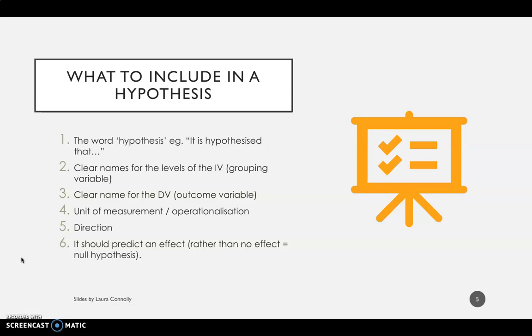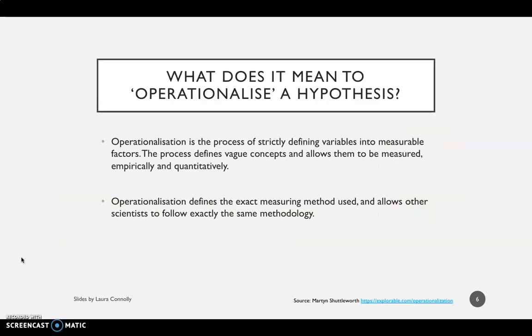We also need to know the direction. So we need to know which group is going to score higher than the other, for example, or if we're predicting a positive or negative relationship. And we know that we should be predicting an effect rather than no effect, which is represented by the null hypothesis. So what does it mean to operationalize a hypothesis?